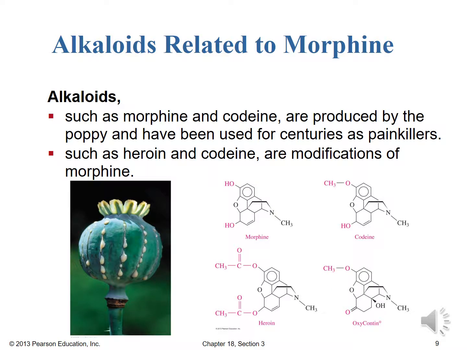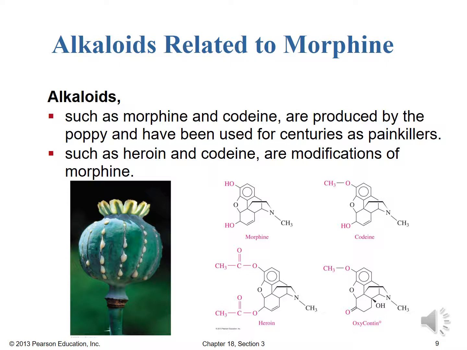Following up with some other alkaloids, we have alkaloids like morphine and codeine that are produced by the poppy and therefore have been used for centuries as painkillers, with opium wars and things like that around the poppy plant as a result of those psychoactive, bioactive alkaloids. There have been modifications to morphine to give us things like heroin and codeine.